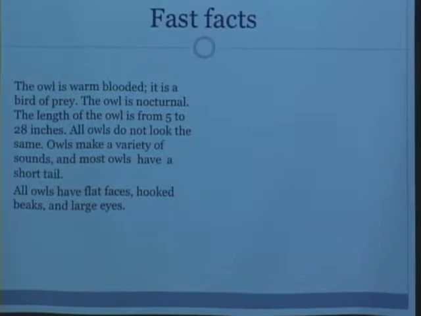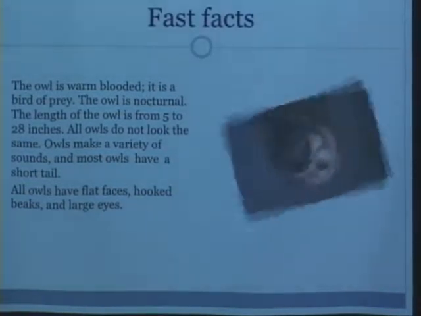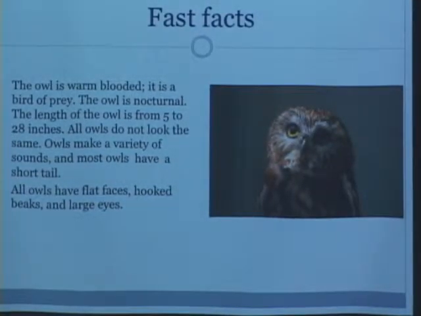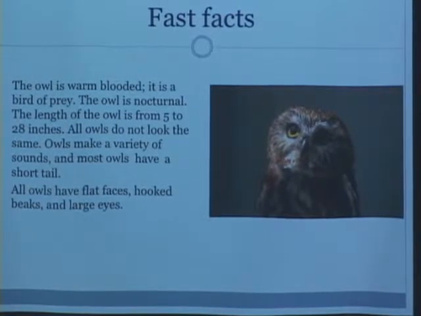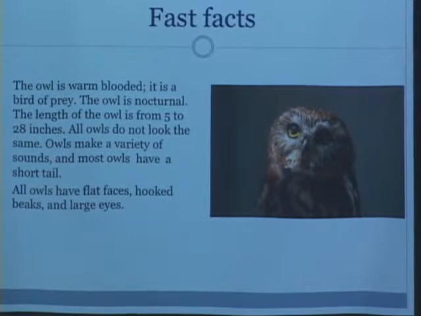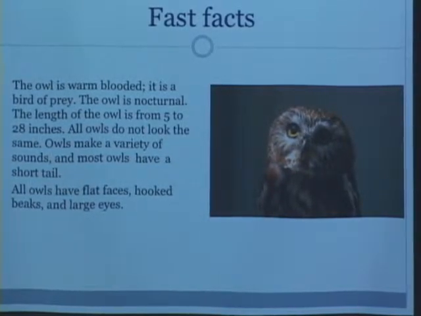Fast facts. The owl is warm-blooded. It is a bird of prey. The owl is nocturnal. The length of the owl is from 5 to 28 inches. All owls do not look the same. Owls make a variety of sounds, and most owls have a short tail. All owls have flat faces, hooked beaks, and large eyes.